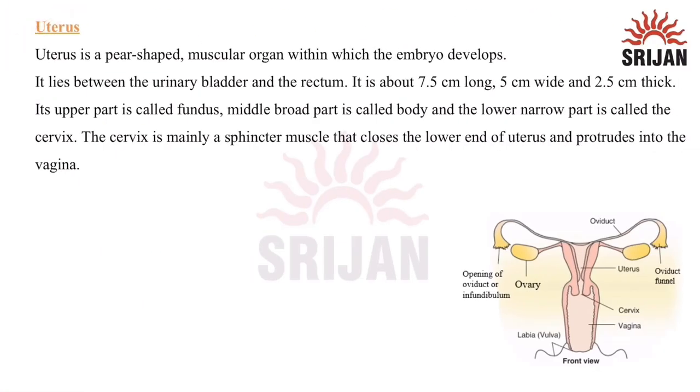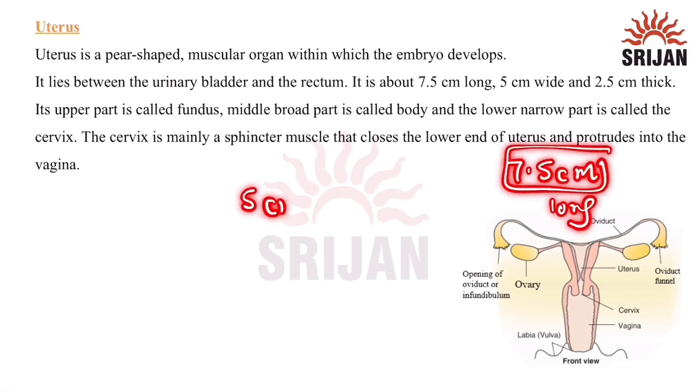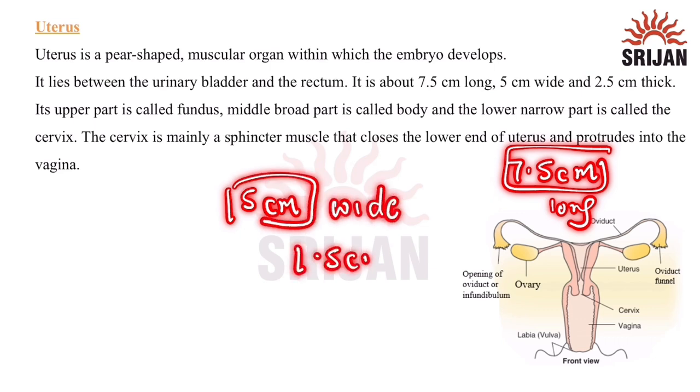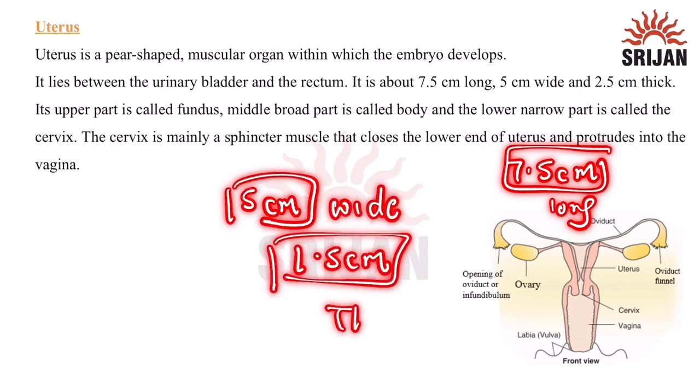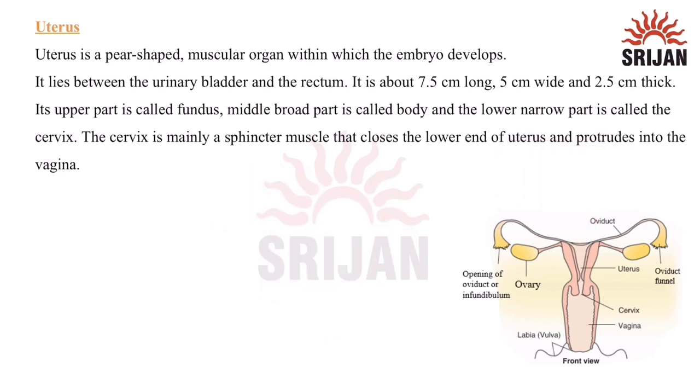Second is the uterus. It is a pear-shaped muscular organ in which the embryo develops. It lies between the urinary bladder and the rectum, if you see a diagram. It is 7.5 centimeter long, 5 centimeter wide and 2.5 centimeter thick. So this is the dimension that you have to remember about the uterus.